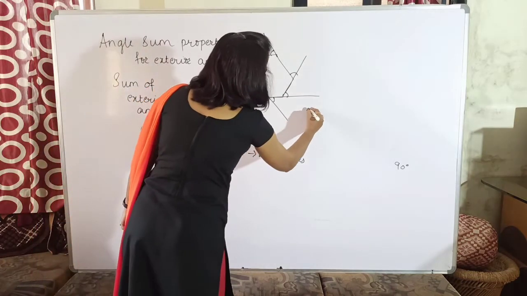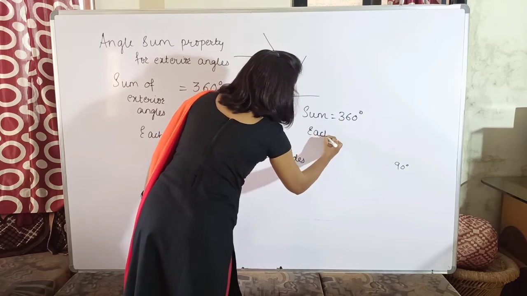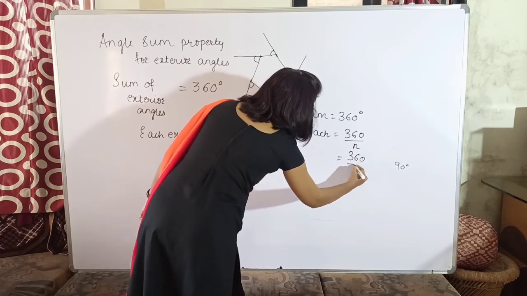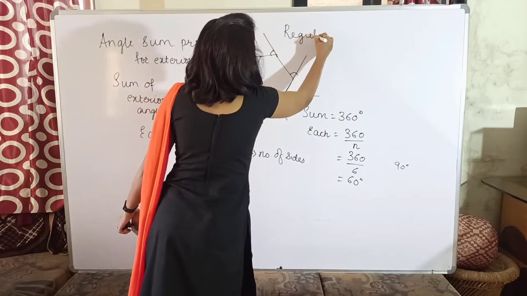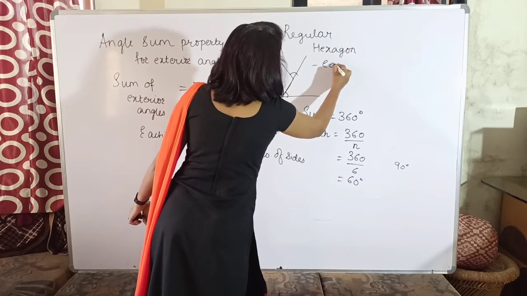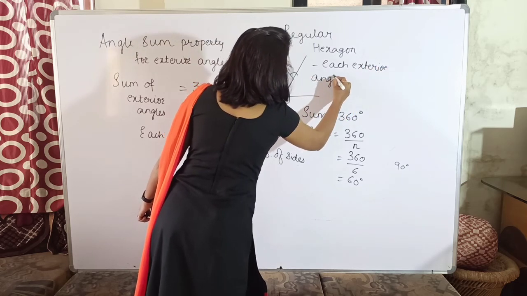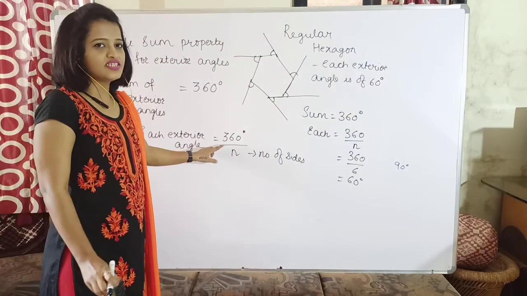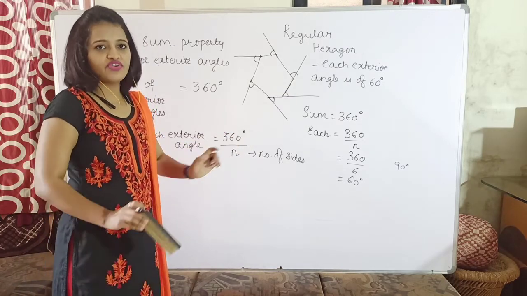As we know, the sum of exterior angles is 360 degrees. Therefore, each exterior angle will be 360 by n. In case of a hexagon, it is 6, which gives me 60 degrees. It means for a regular hexagon, the word regular is very important, each exterior angle is 60 degrees. Now since the sum remains 360, as you increase the number of sides, the exterior angle value will go on decreasing, because the sum remains the same, 360.